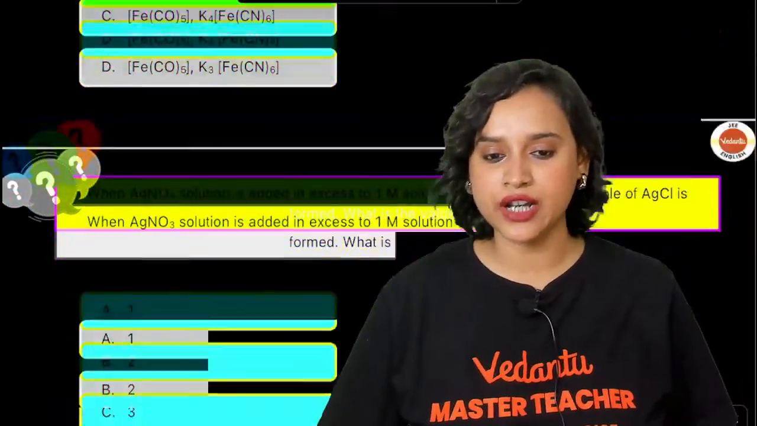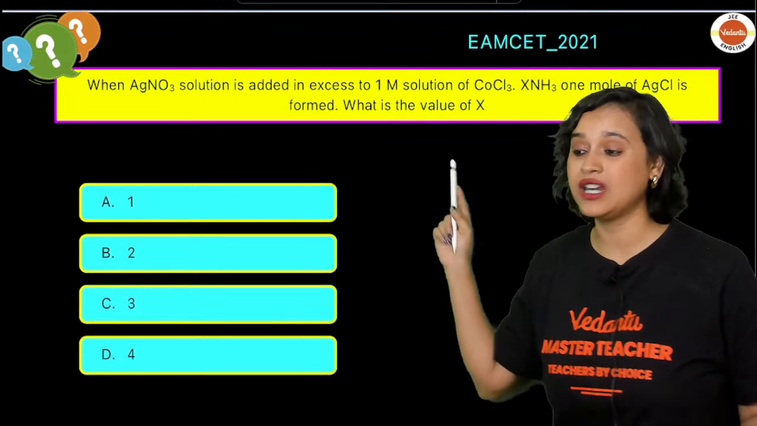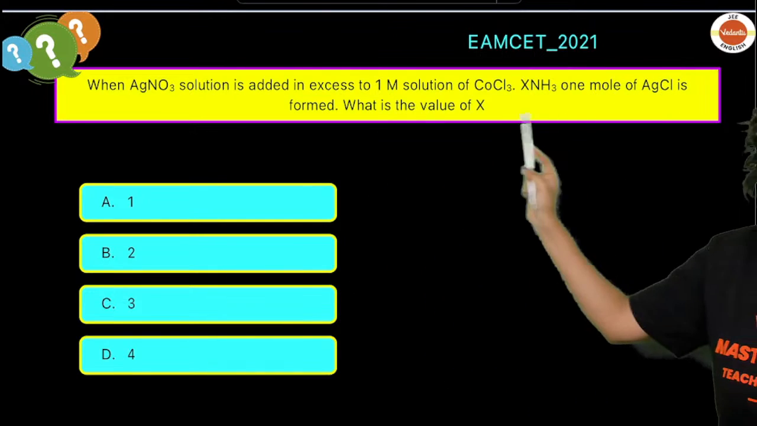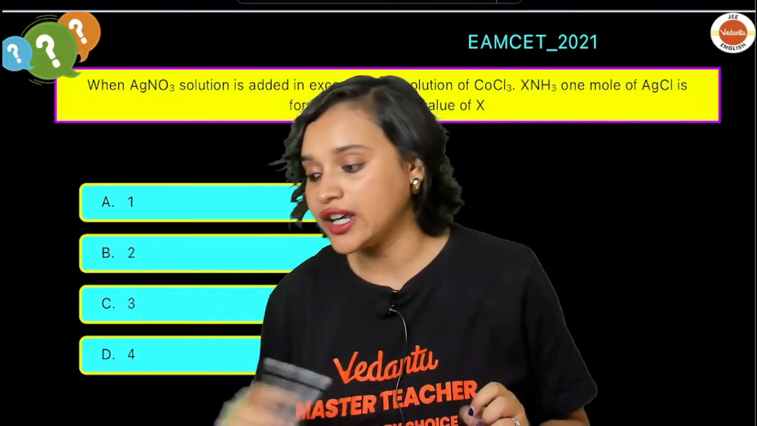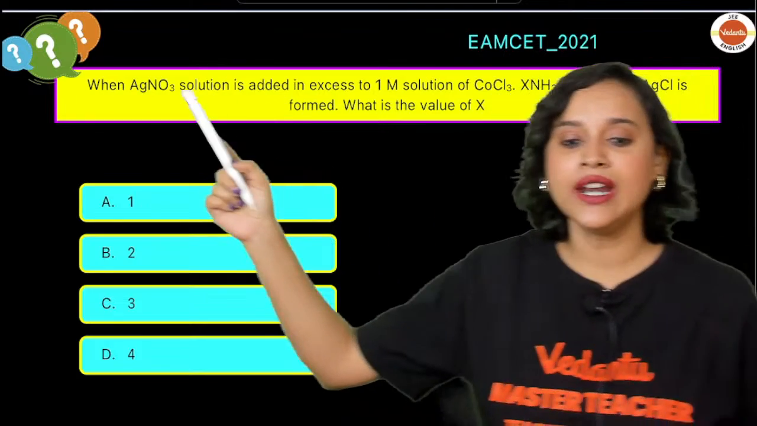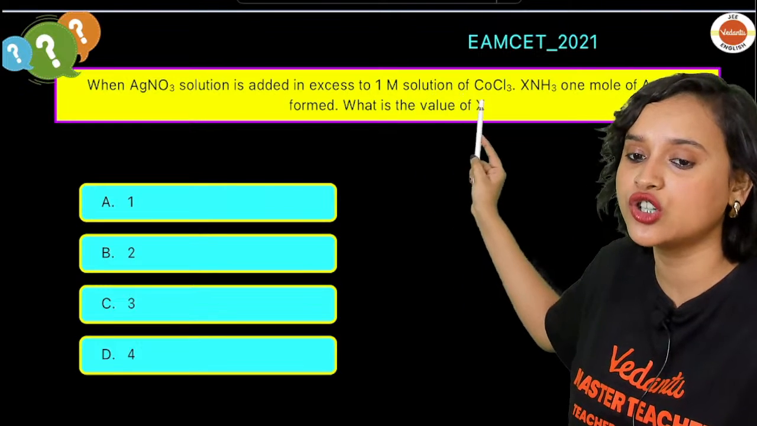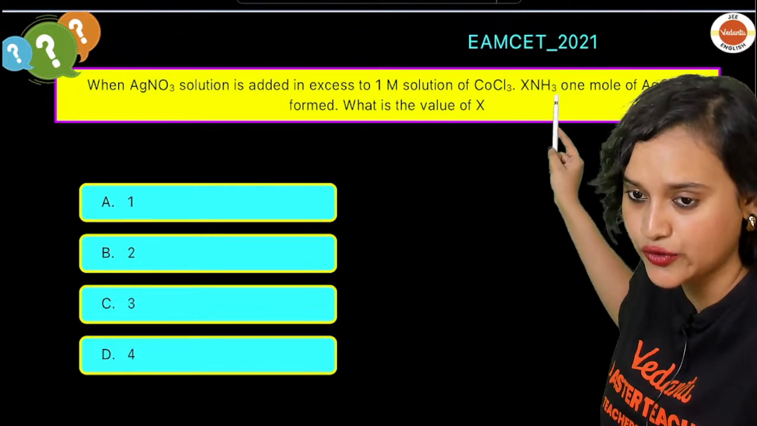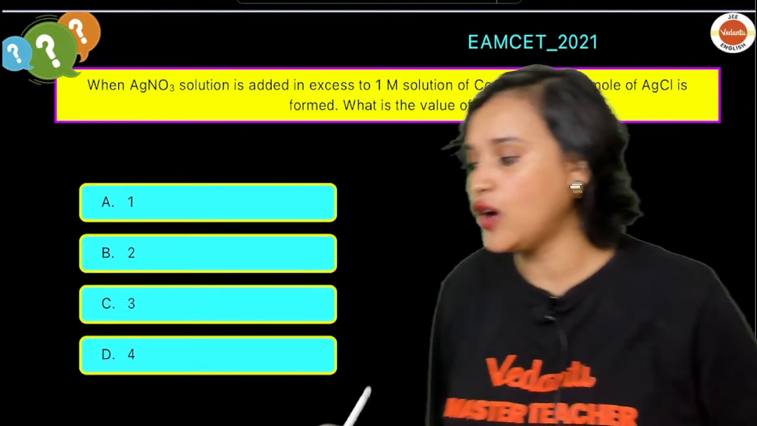Moving on to the next question. Let us go to the next question. This type of question will come, I can guarantee that. This is from Werner's theory, so please learn this. When AgNO3 solution is added in excess to 1 molar solution of CoCl3.xNH3, 1 mole of AgCl is formed. What is the value of X?